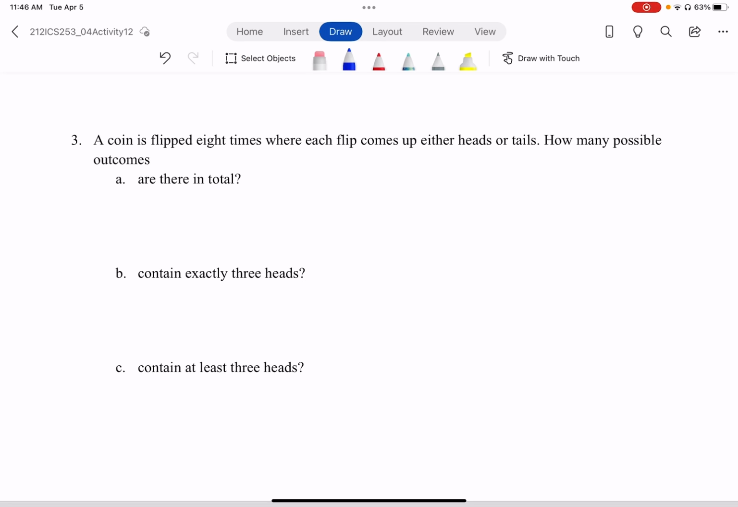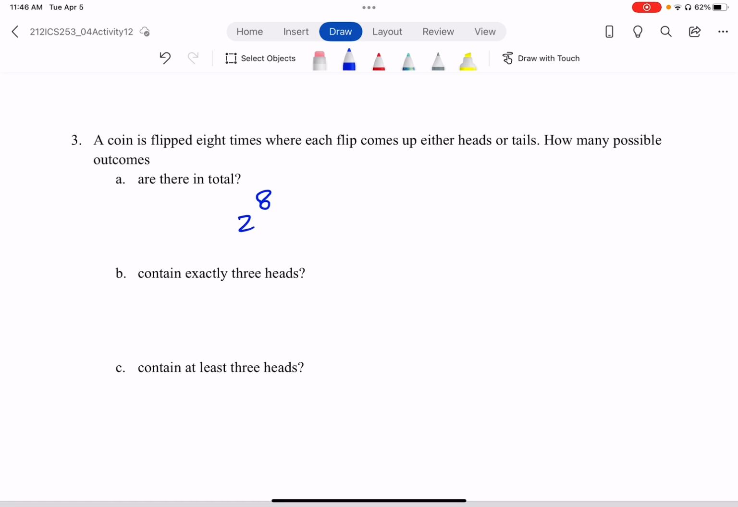A coin is flipped 8 times, where each flip comes up either heads or tails. How many possible outcomes are there in total? What do you think? Yes, 2 to the power 8, right or not? Isn't this the same as how many bit strings there are of length 8? So 2 times 2 times 2 times 2, it's basically 2 to the power 8. Right. How many contain exactly 3 heads?